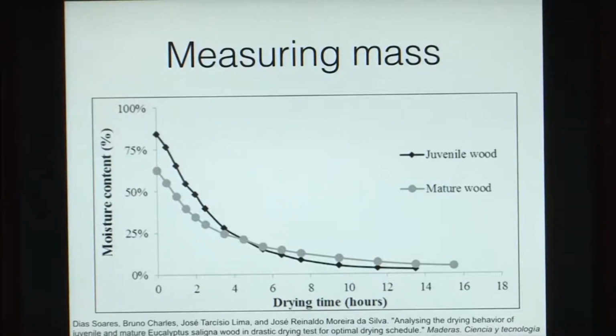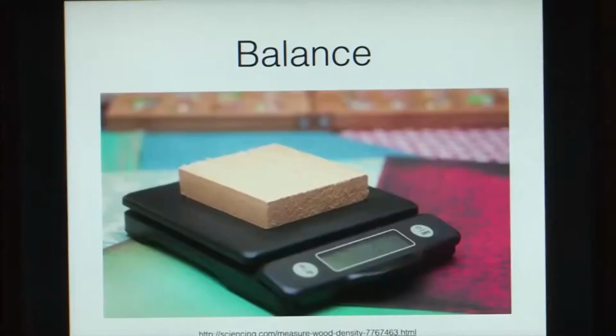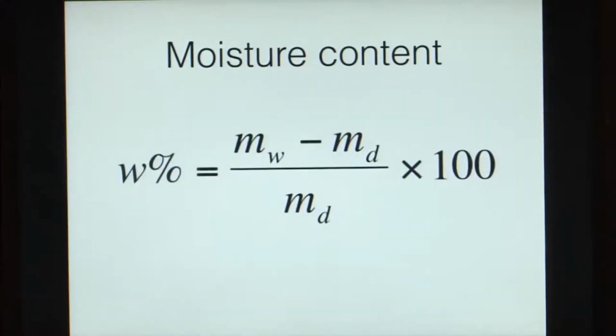So, we can take the weight, or the mass, of the sample of wood when it is in the fresh condition and also when it is in a dry condition. When we do that, we can calculate M, and from these two readings we can calculate the moisture content of the wood.